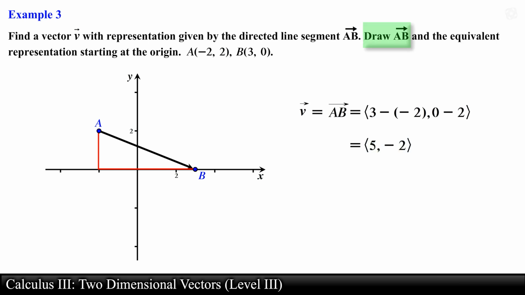Now that we have the components of vector v, we go ahead and draw an equivalent vector with initial point located at the origin. This is also referred to as a vector in standard position. Drawing the vector, we have the following. Vector v starts at the origin and terminates at point 5, -2. Notice that the terminal point of a vector in standard position has coordinates equal to the components of the vector.